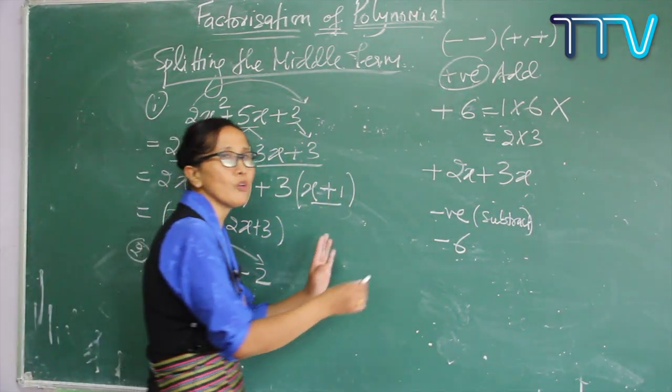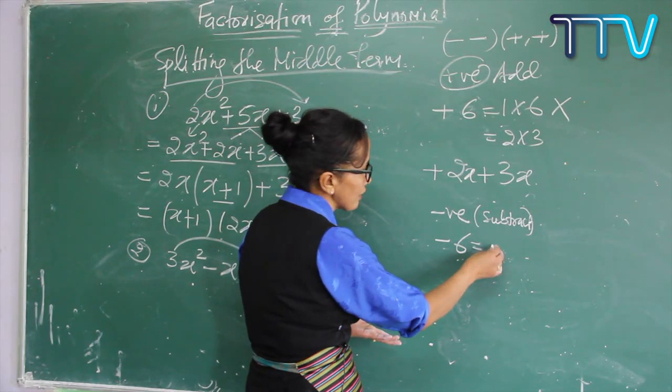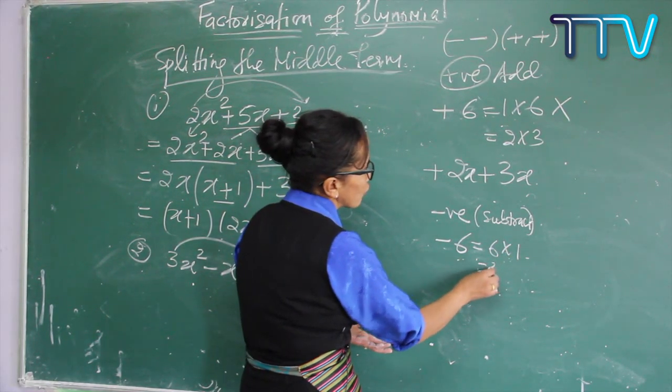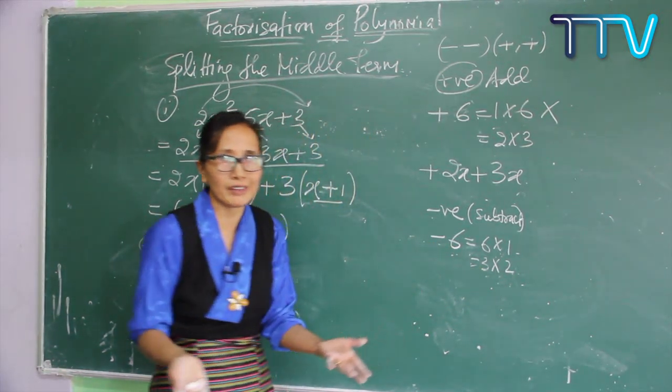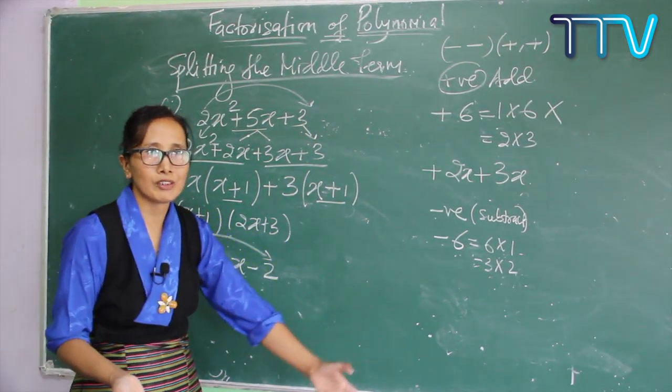Okay, so first of all, find the factors of this 6. What are the factors of 6? 6 multiplied by 1, 3 multiplied by 2. Is there any other factor of 6? No, these two are the factors of 6.